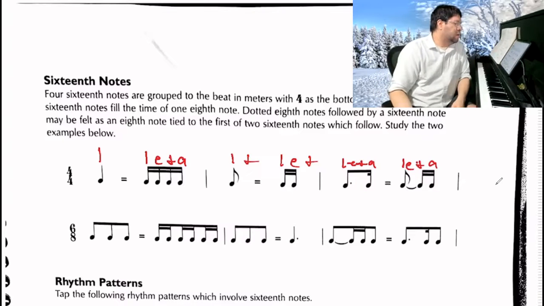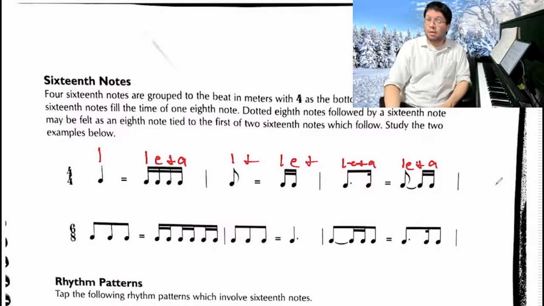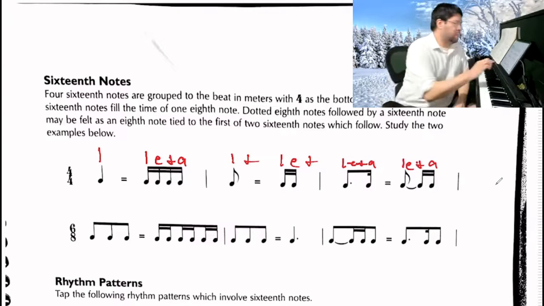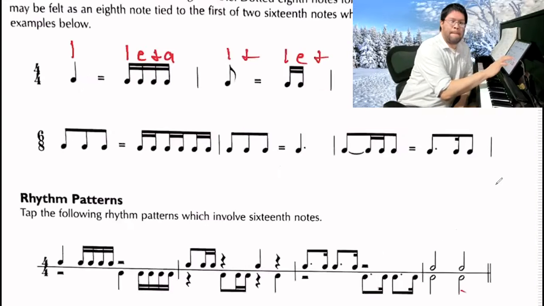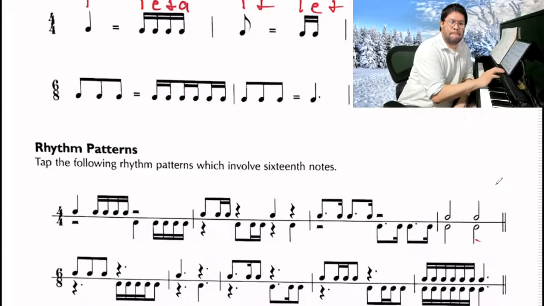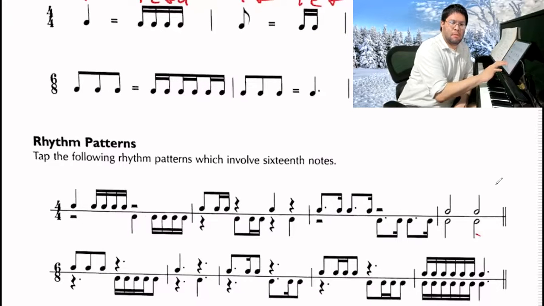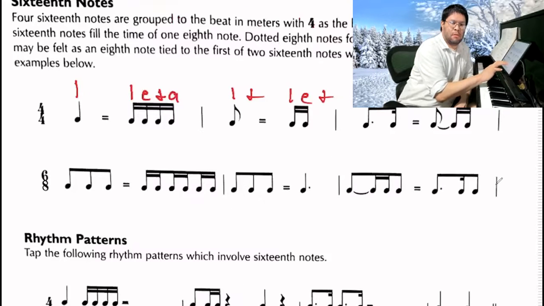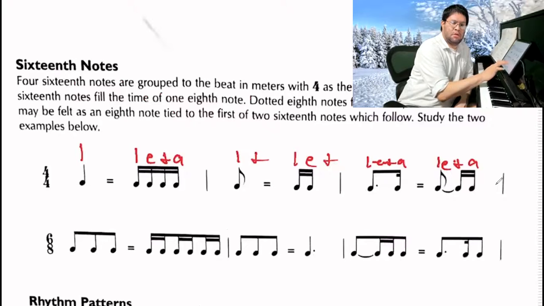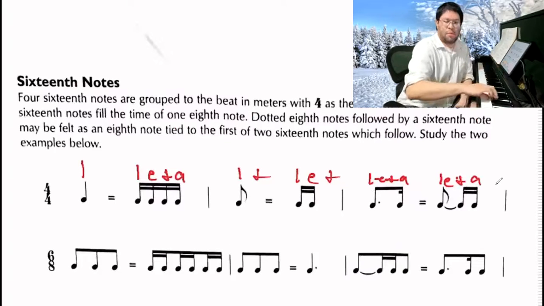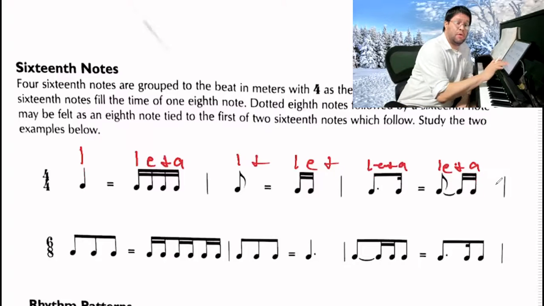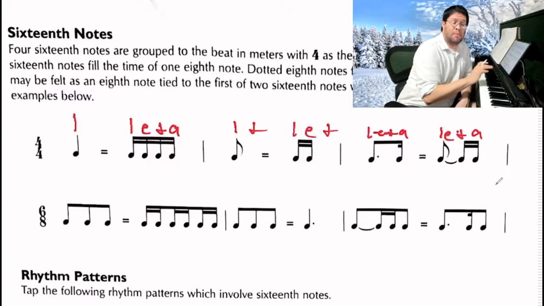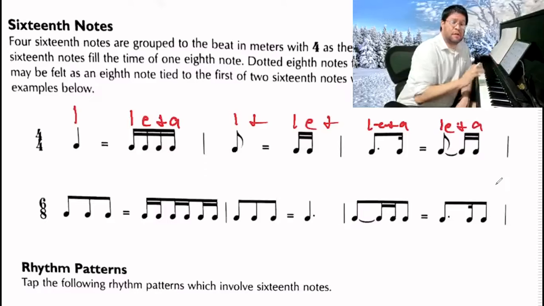Now that we have gone over the 16th notes for common time, let's talk about the 16th notes for compound time. First, compound time. Let's do the subdivision counts for the compound time signature of 6/8 time.